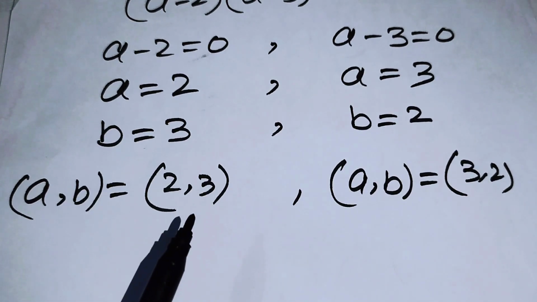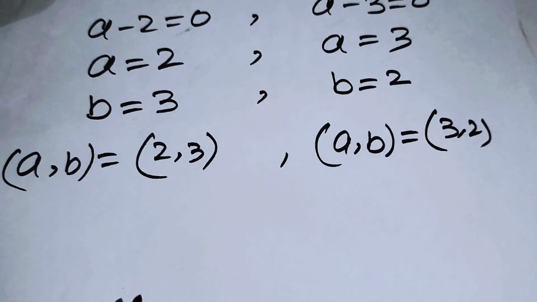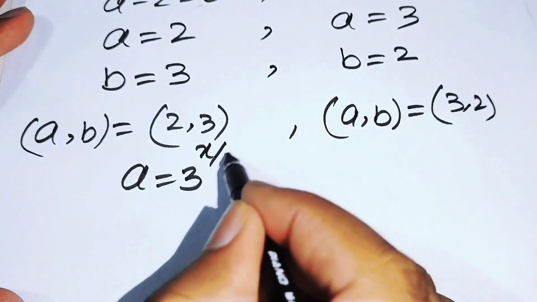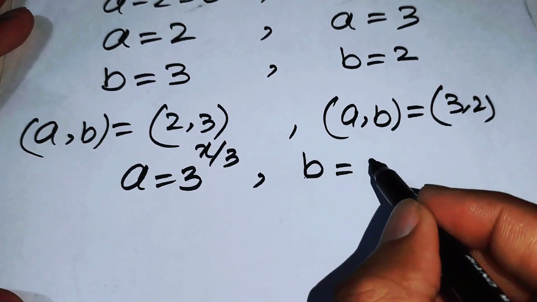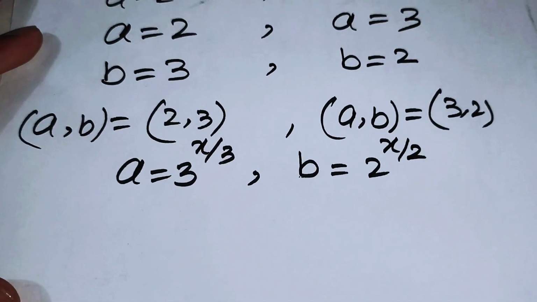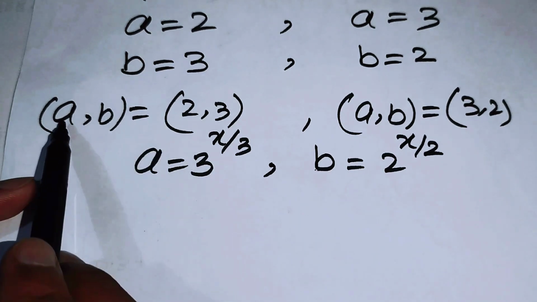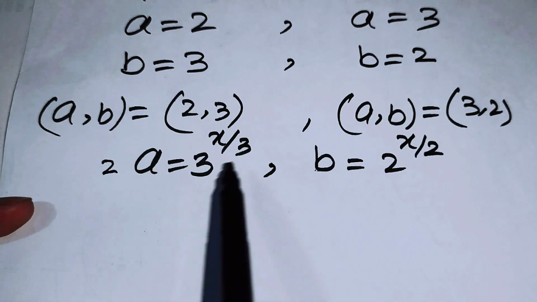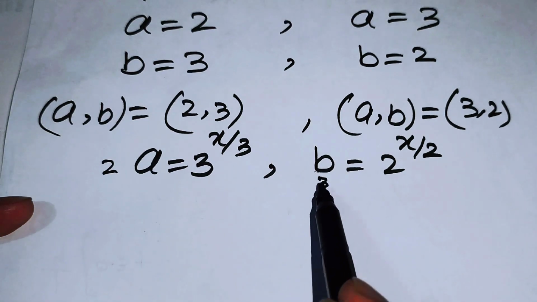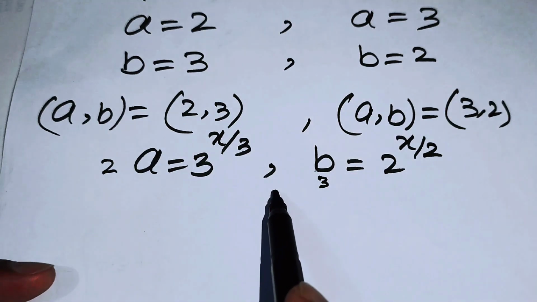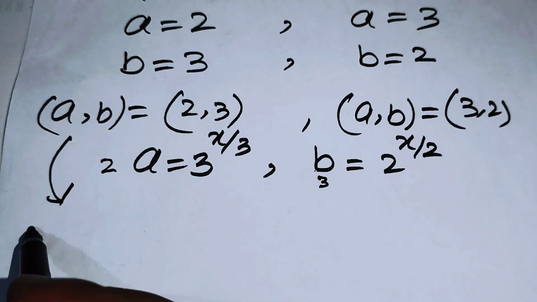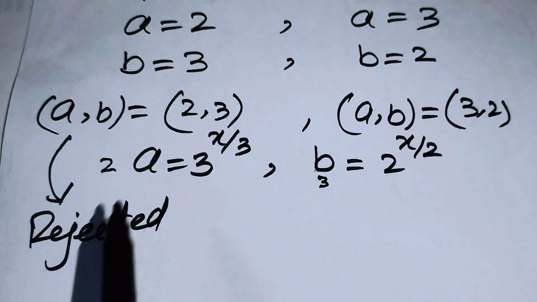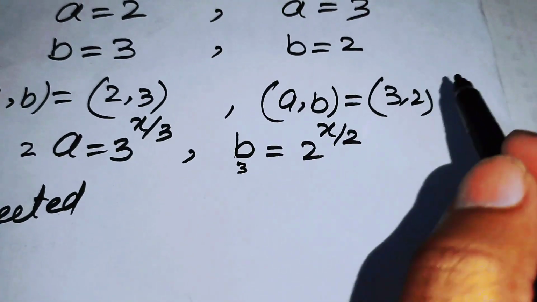Now we will check these pairs. At the start of the question we take a is equal to 3 to the power of x over 3, and b is equal to 2 to the power of x over 2. When we take a is equal to 2 and b is equal to 3, it cannot give us an integer solution, so we will reject this case, and we just proceed with the other case only.